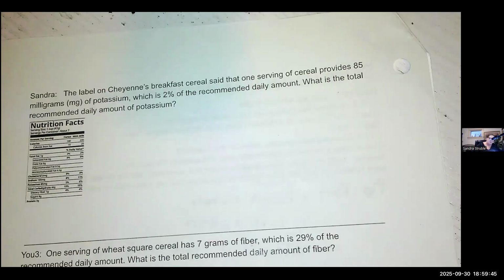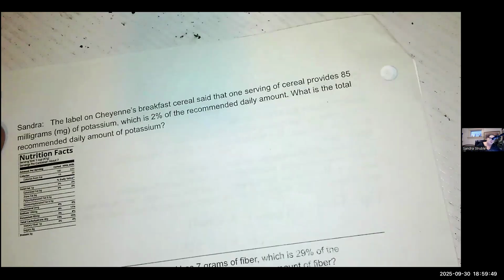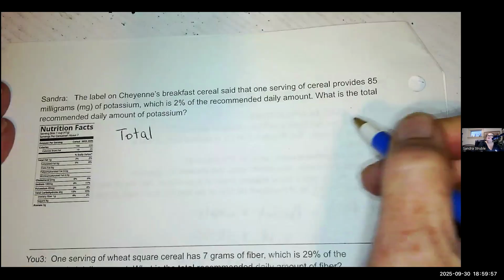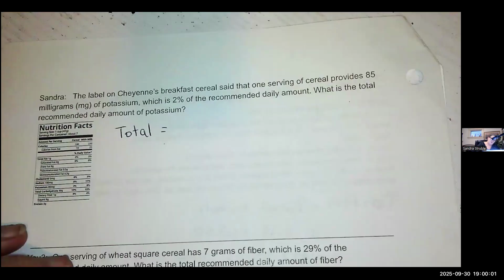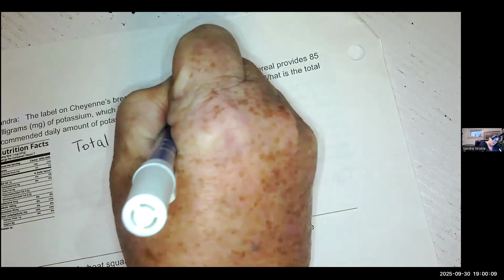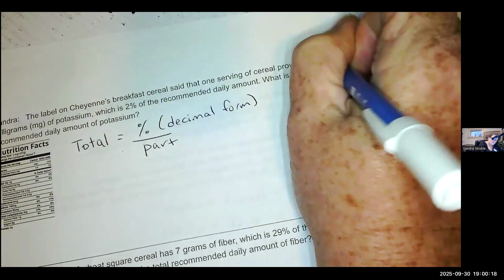So there's another way we can do this. If we want to solve for the whole, that's just the part divided by the percent. So if we want the total or the whole amount, you can use whichever word you prefer, it is equal to the percent in decimal form divided by the part, which is the 85 milligrams.